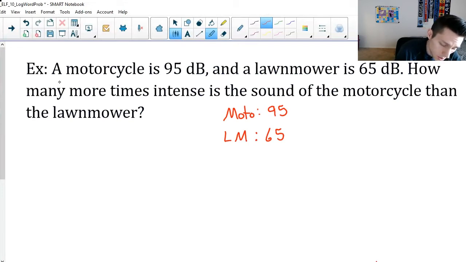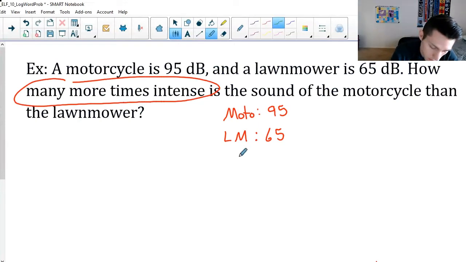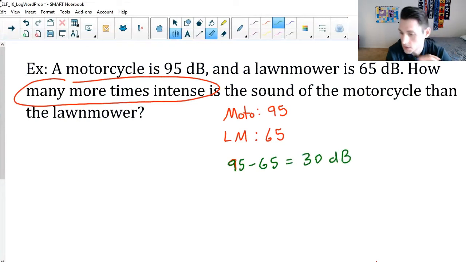Okay, so then it's another question where I'm trying to find how many more times intense. The first thing that I need to do is figure out the difference in decibels between them. Not too wild to do: 95 minus 65. So there's a difference of 30 decibels. But how does that translate into intensity?